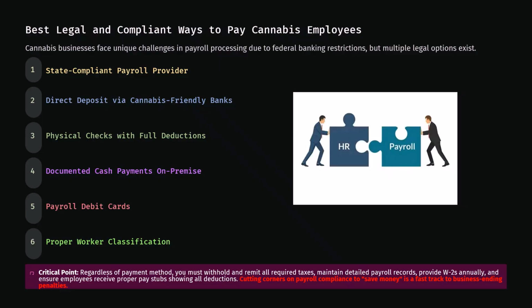Set up direct deposit through a cannabis-friendly bank or credit union. It's still tough out there with federal banking restrictions, but more local banks and credit unions are stepping up. If you can, set up direct deposit. It's clean, traceable, and minimizes your exposure to cash risks. But if direct deposit isn't possible, use physical checks with full backup.